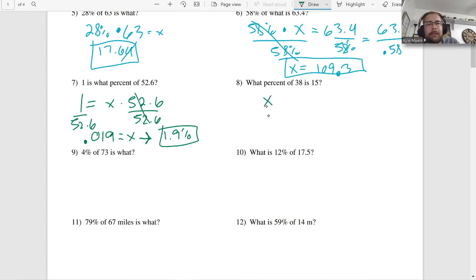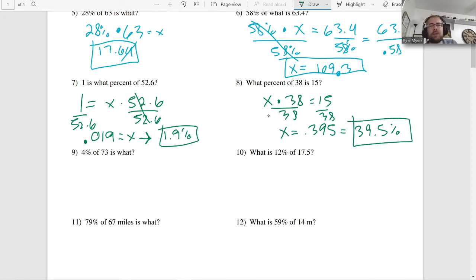What percent of 38 is 15? Okay, so 38, 15 divided by 38. And it says what percent, so we need a percent, so 0.395. I have 0.3947. That rounds to 0.395. I'm rounding to 3 decimal places because I'm going to move it over 2 spaces. And that way it's actually rounded to 1 decimal place. Okay, that's what I would recommend.